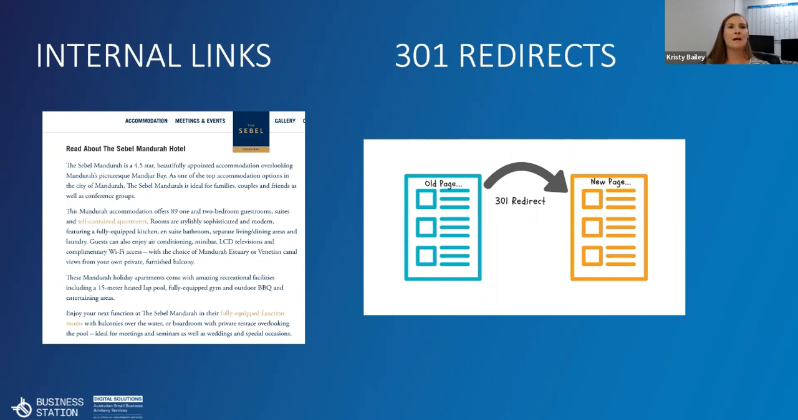Now, on the right-hand side, you see an example of a redirection, and think of it like a postal redirection. If someone sends a letter to an old address, it automatically gets forwarded. And that's the same thing. If somebody accidentally goes, or however they've managed to get to a URL that is no longer active, they're automatically redirected to a page that is active. Now, this could be just as simple as your homepage, or it could be a page that has similar content so that it still satisfies the customer as well.